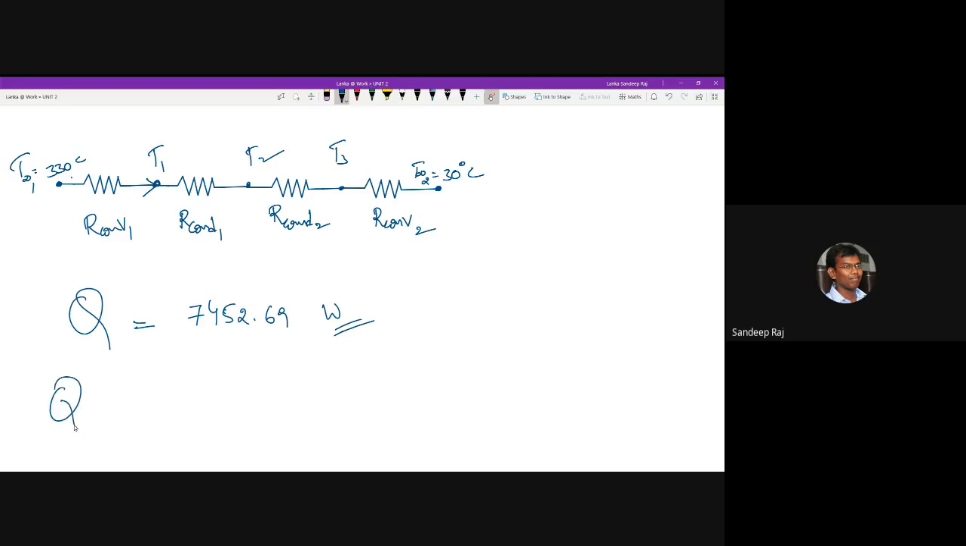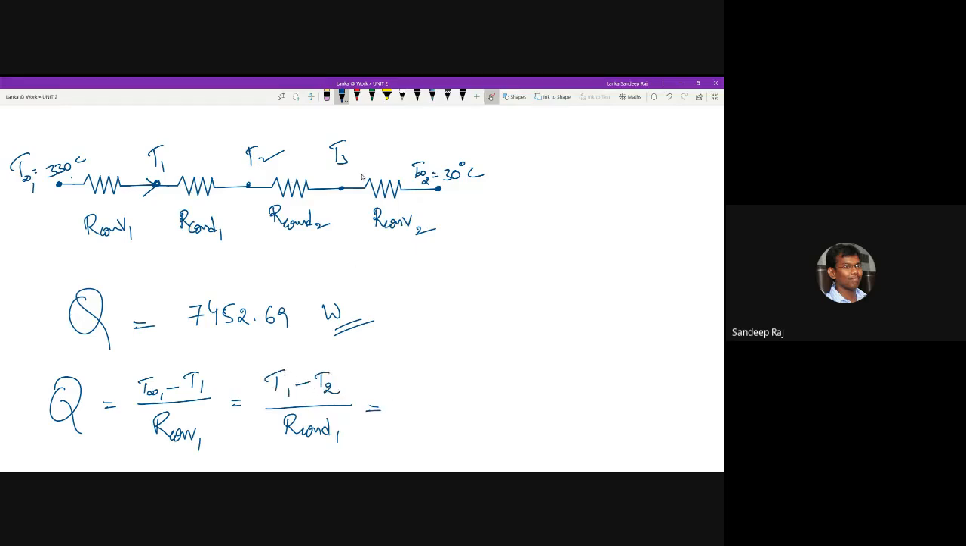As in our composite wall case, we have considered that Q is equal to the temperature difference divided by the corresponding resistance value. If I take R convection 1 in the denominator, in the top I'll have T infinity 1 minus T1. This is one equation. The same can be equated with the second resistance, R conduction 1, with the temperature difference T1 minus T2.